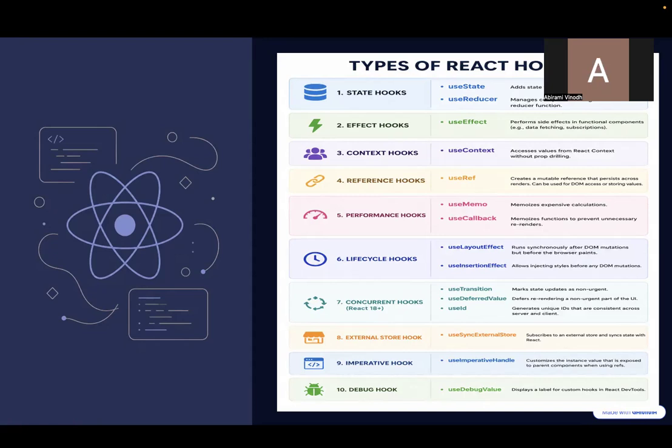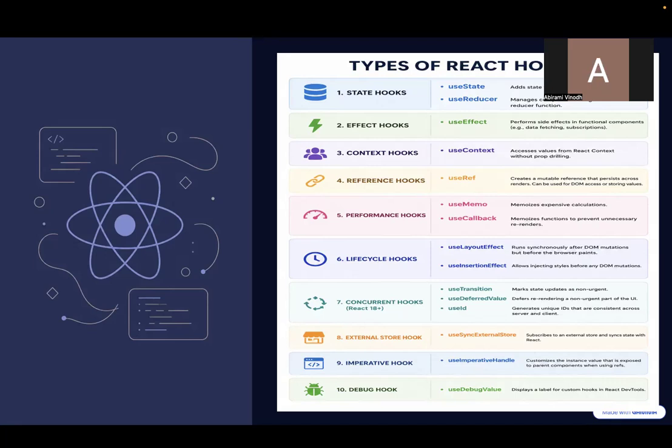The context hook accesses values from React context without prop drilling, for something like search. The reference hook gives you a mutable reference that persists across renders. Then there are the performance hooks, useMemo and useCallback. You want to use these hooks very carefully, otherwise they might create a performance impact. That is the reason they are called performance hooks.